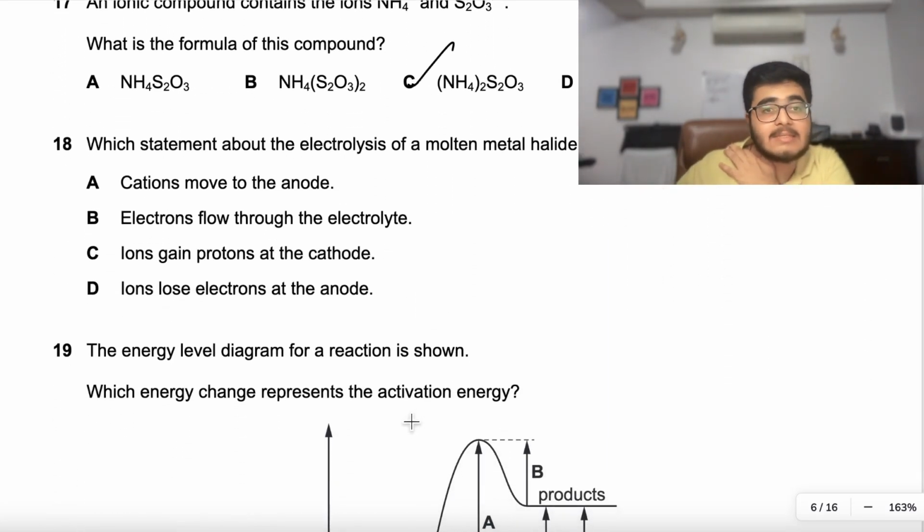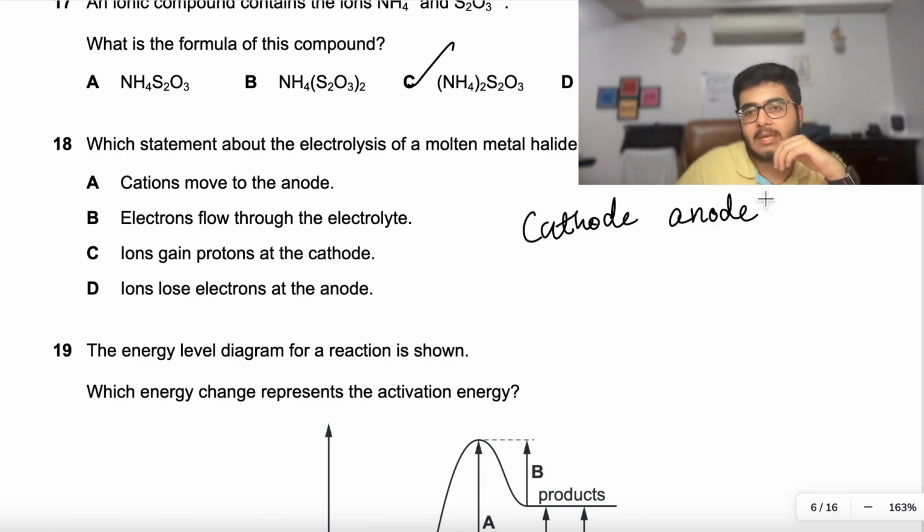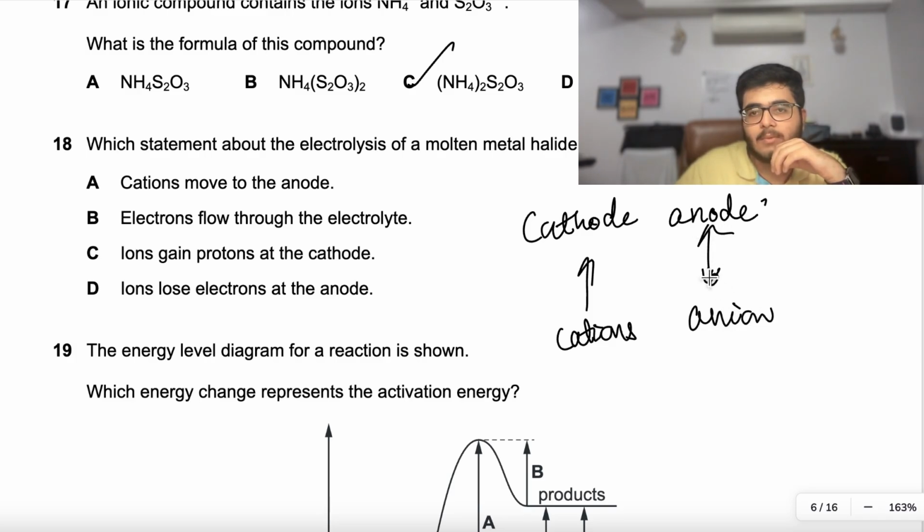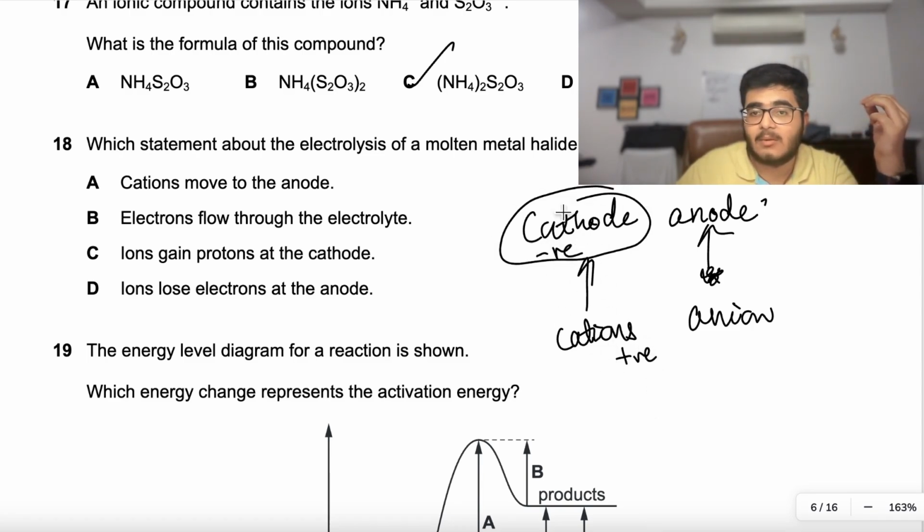Question number 18 says, which statement about the electrolysis of molten metal halide is correct? So remember, in electrolysis, cathode and anode. People always get confused at cathode and anode. See, cathode attracts cations, that's why it is called cathode, and anode attracts anions, that's why it is called the anode. But please keep in mind, since it is attracting cations, so cations have a positive charge. So it has to be negative to attract cations. So cathode is the negative one. Anode is the positive one because it needs to attract negative anions, right?